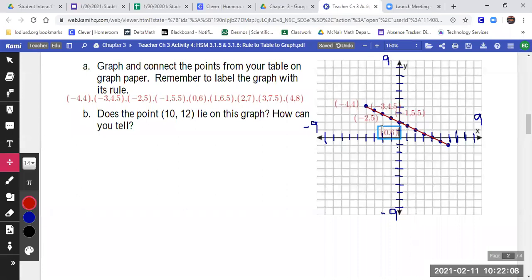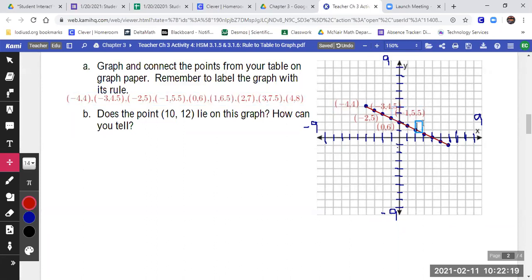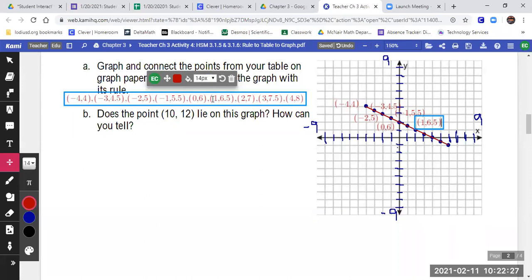So I'm just going back and forth with it so that I can tell them apart. Too low. Up a little bit. Okay, I'm on this one right here. 2.7.